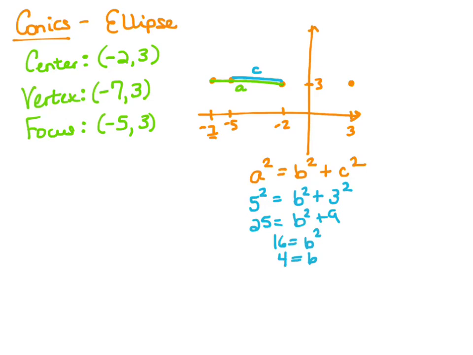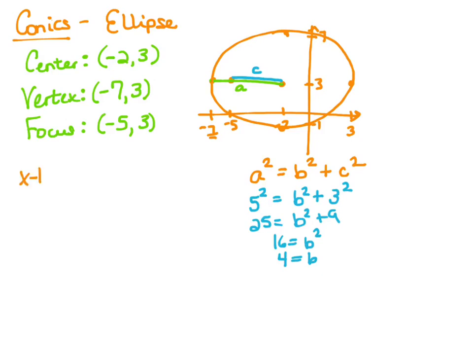And so if that b value is 4, that means that our ellipse is going to go up as high as 7 and as low as -1, maybe right here. And so there's the graph of our ellipse. So now we need an equation.